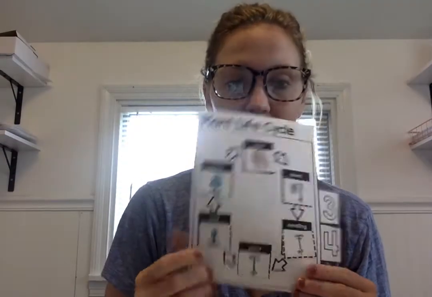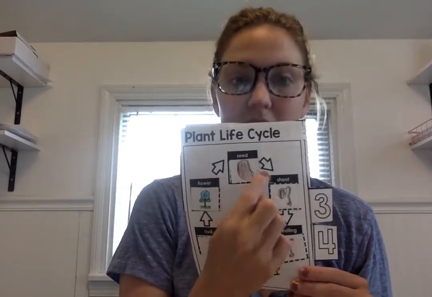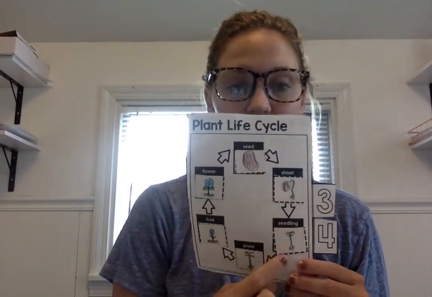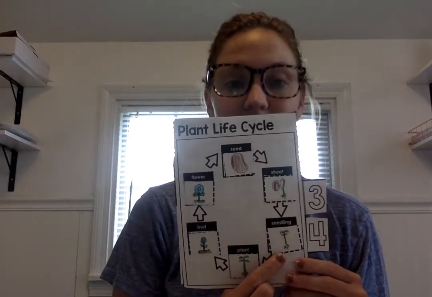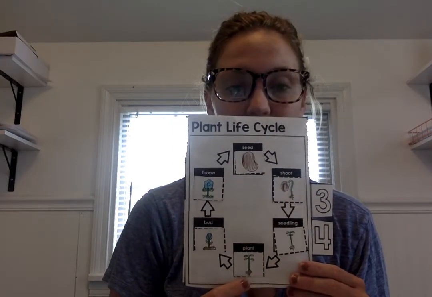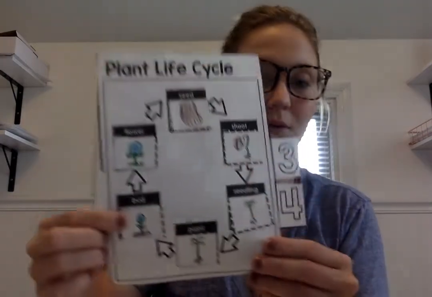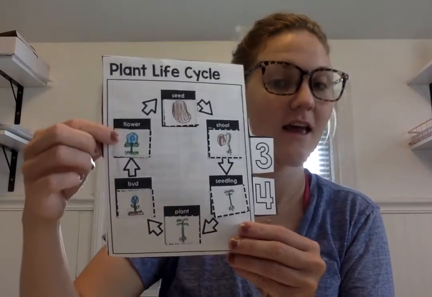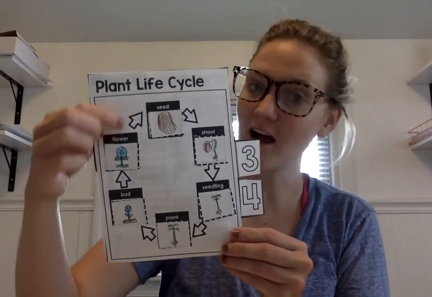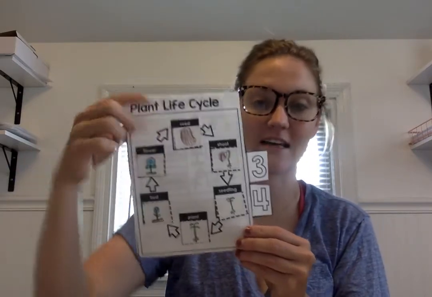Good. We talked about the plant life cycle. It starts out as a seed that shoots down, grows into a seedling. That seedling grows into a big plant. On that plant there are buds, and those buds turn into flowers. Very good. And the flowers inside have seeds.